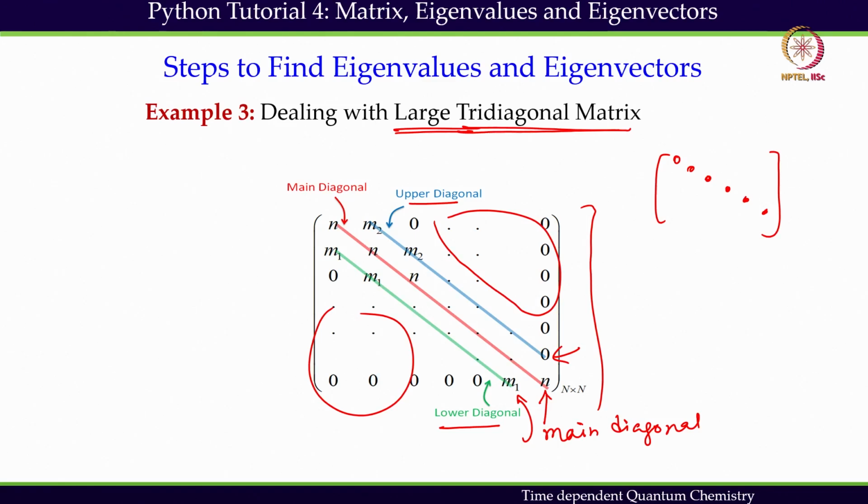A tridiagonal matrix is also called a band diagonal matrix, because its non-zero elements are confined to a diagonal band. One can think about a band like this, and all non-zero elements are confined within this band, and that is why it is also called a band diagonal matrix.